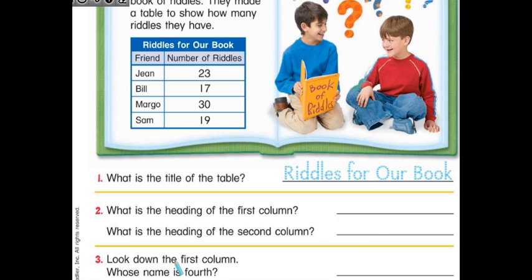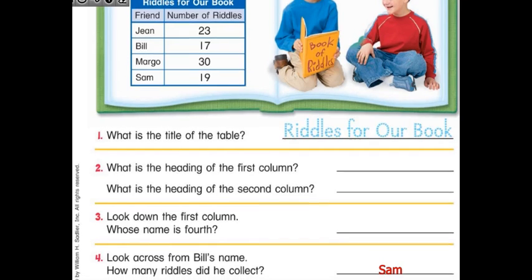Look down at the first column. Whose name is the fourth? The fourth is Sam. So we go here and we write Sam. And don't forget to capitalize the S, as we always have to start names with a capital. Okay? Now check number 4.